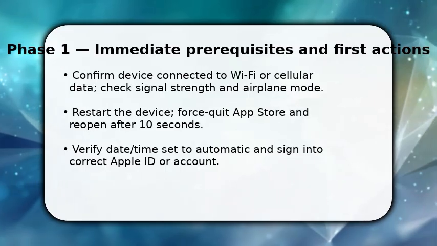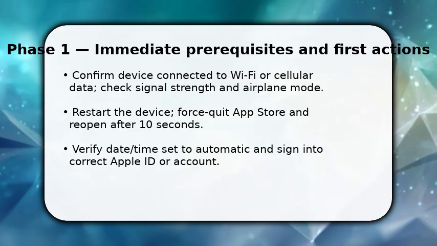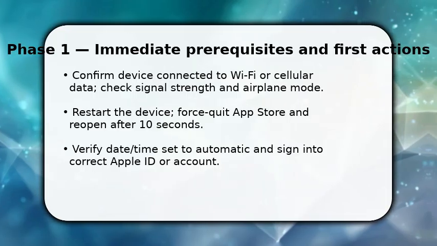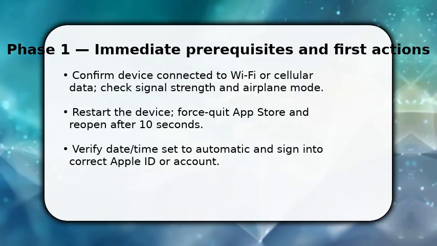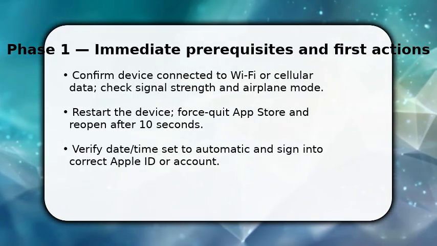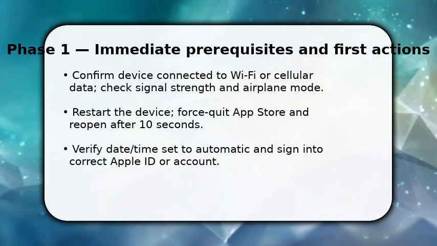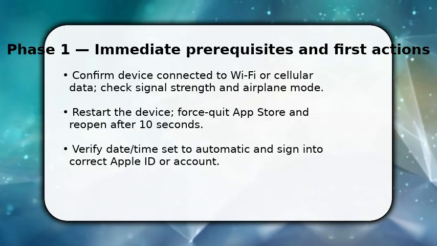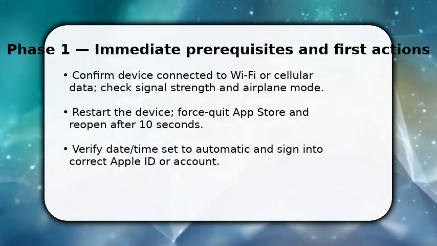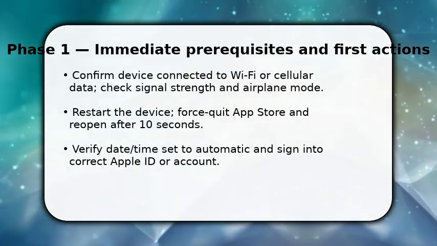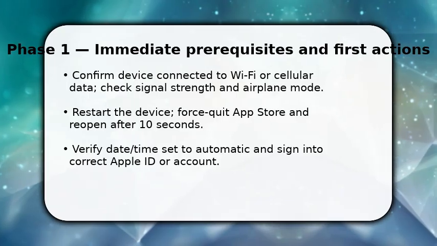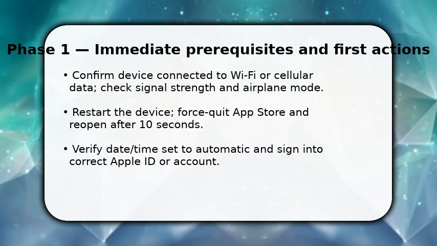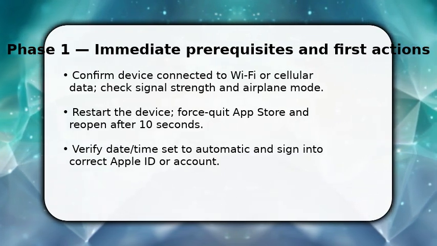You start by confirming network basics. Make sure Wi-Fi or cellular is active and airplane mode is off. Once done, force quit the App Store and restart your device to clear transient network states. You also set date and time to automatic and confirm you're signed into the right account because mismatched credentials or clock skew often block store access. These steps immediately eliminate common, quick failures so you can move into deeper troubleshooting with clear diagnostics and no wasted repeats.